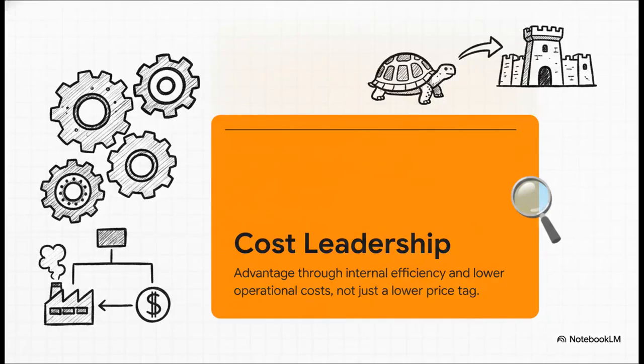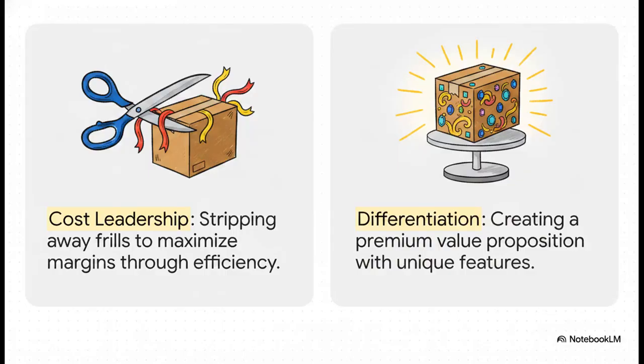First up, cost leadership. This is all about ruthless, internal, operational efficiency. It is not just slapping cheap prices on your products, and that's a huge, vital distinction. If your internal ops aren't highly efficient, just lowering your prices is going to completely nuke your profit margin. A true cost leader wins because they have superior internal systems that allow them to actually sustain those lower costs over the long haul.